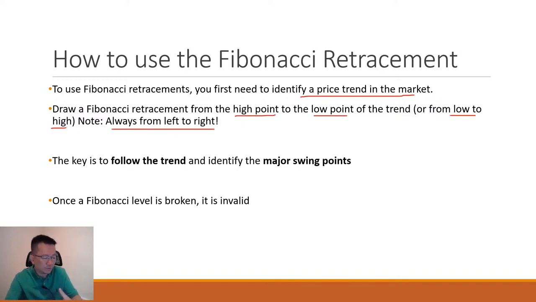I was talking to another trader about this some time back, and the trader was finding a little bit of difficulty with the fib levels or drawing Fibonacci's. And when we talked more about it, I realized the person was actually drawing it from right to left, from left to right, and all around the place, right? So always remember, follow the trend, left to right, major swing points. Okay, and then crucially, once a level is broken, it is invalid. Okay, once a level is broken, it is invalid.